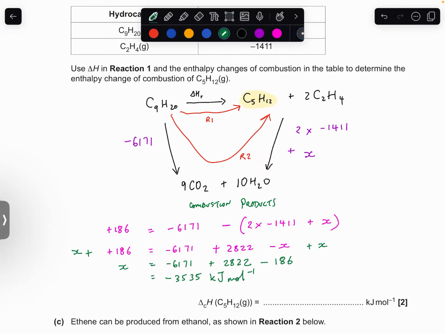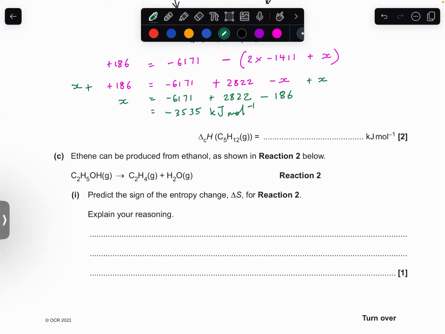Yep, and the mark scheme supports that. In this question, it's asking: ethene can be produced from ethanol, as shown in reaction 2 below. If you look over here, you've got 1 mole of a gas producing 2 moles of a gas. So the degree of disorder is actually increasing. The degree of disorder is increasing.